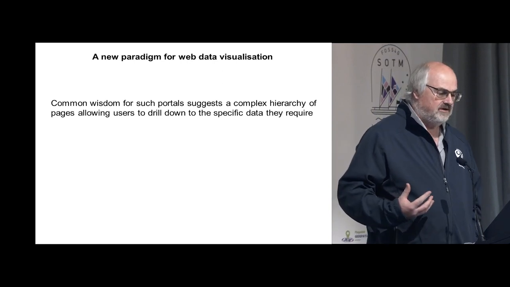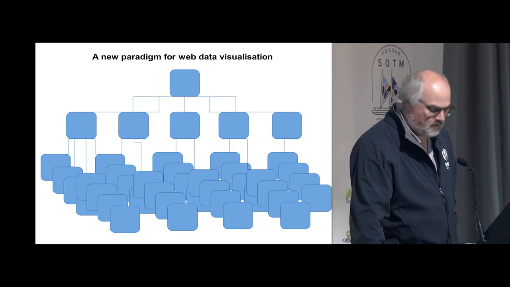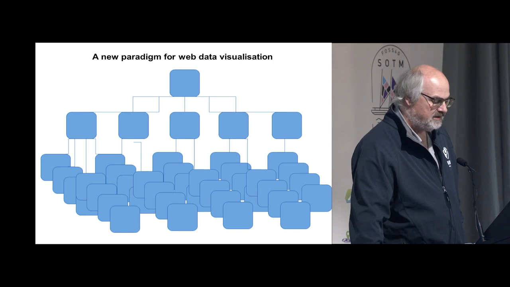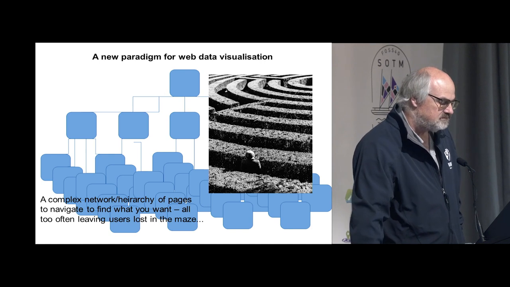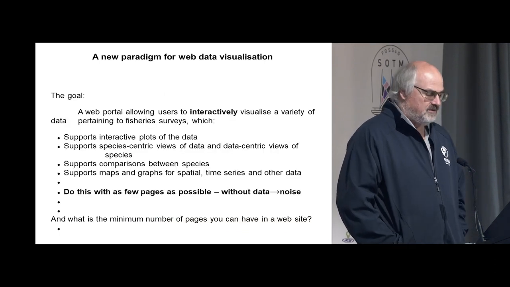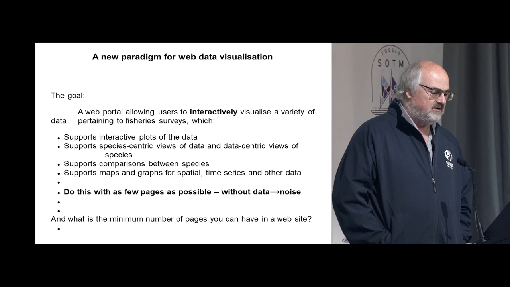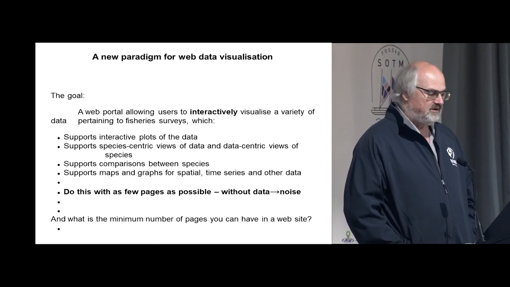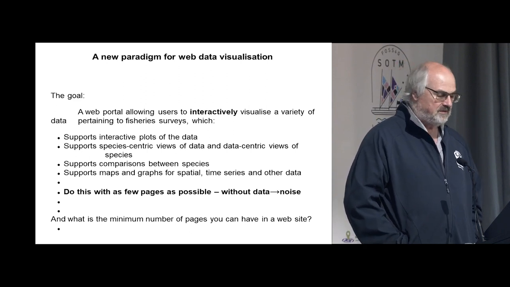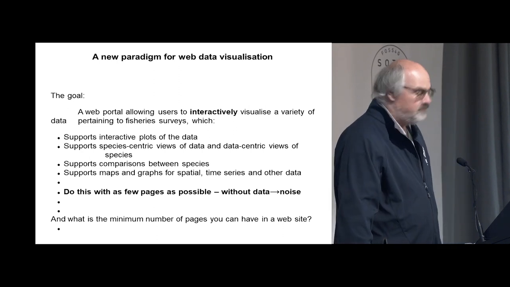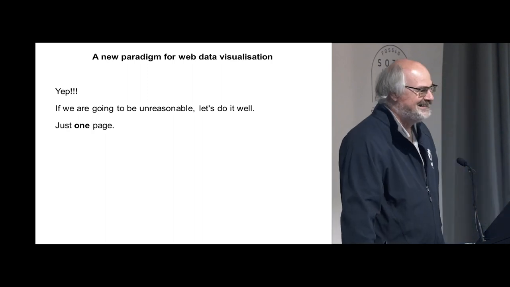Normally, if someone builds something like this, you have a complicated hierarchy of web pages as you drill down through to find the information you want about the species you want and the sort of information about that species in its own page, etc. And you finish up getting lost in the maze. So we wanted this to show as much data as possible in as few pages as possible without the data turning into noise. We want to visualize comparisons between species distributions, interactive plots, species-centric views of data, and data-centric views of species. And the minimum number of pages you can have in a website, that's the goal.